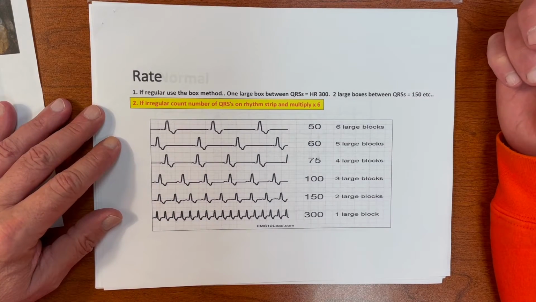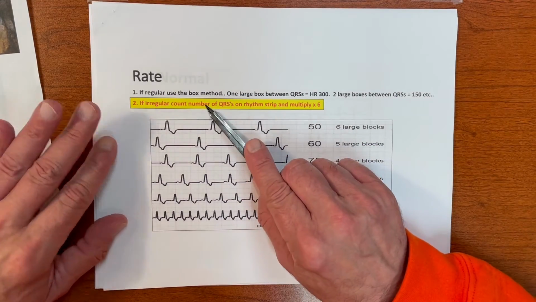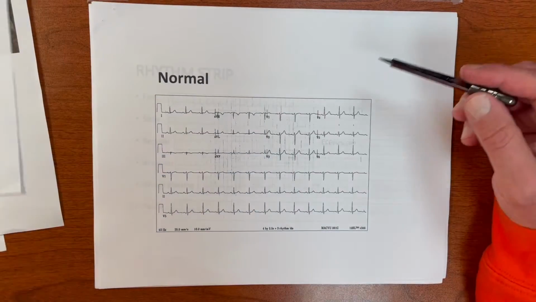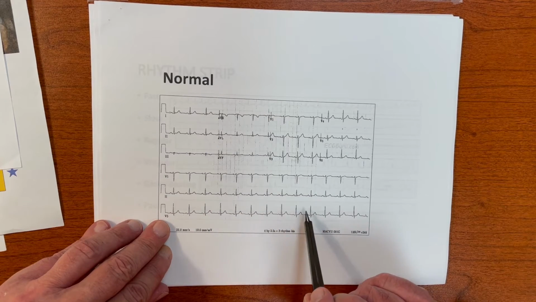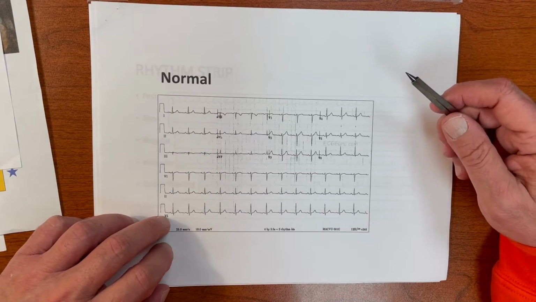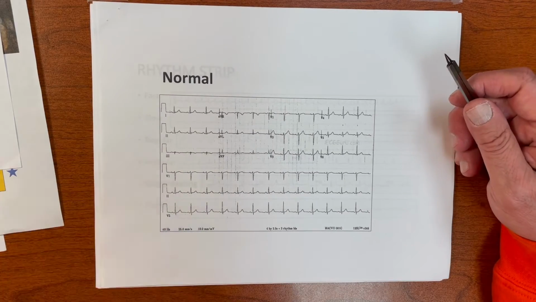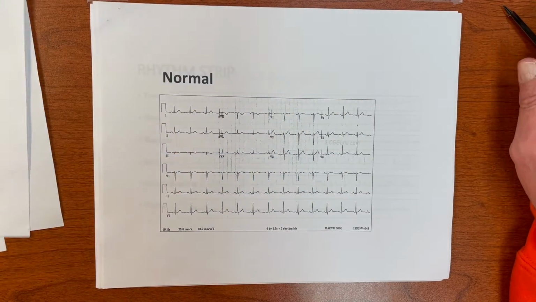And what do you do if the rhythm is irregular? So what I do is I just count the number of QRSs on the rhythm strip, 1, 2, 3, 4, 5, 6, 7, 8, 9, 10, 11, 12, 13, and multiply by 6. That makes it easy. That way I don't have to memorize anything. All right? So we start out with rate.